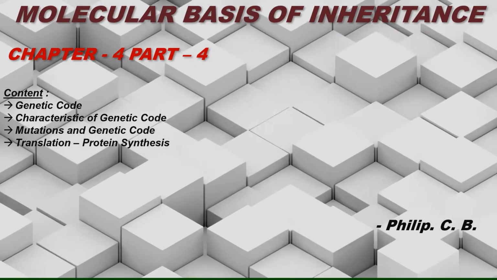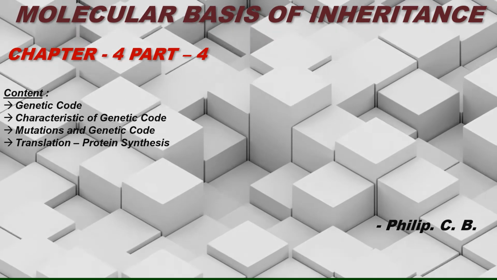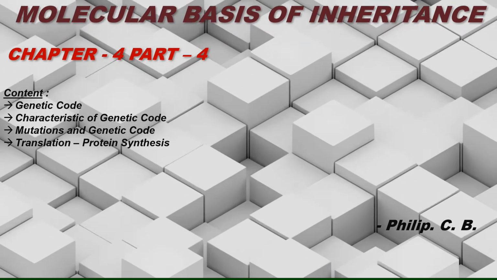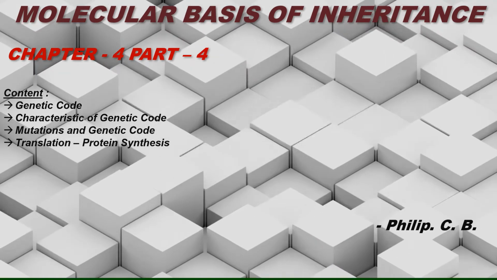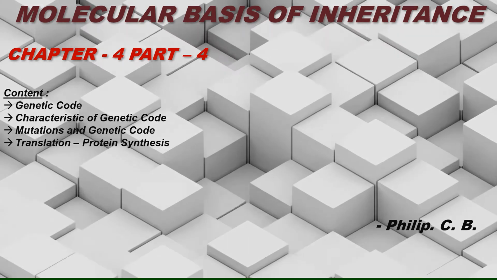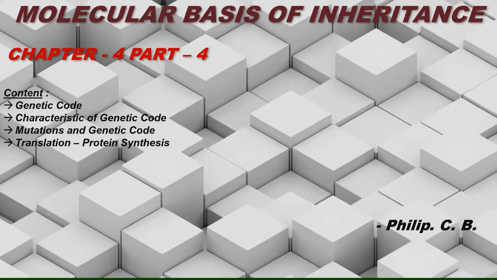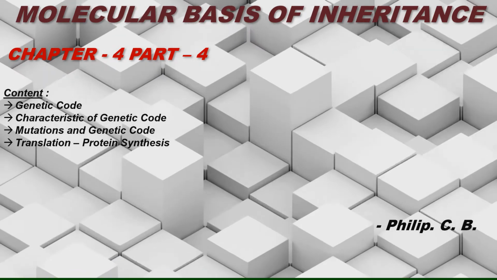Hello students, today we are going to learn the fourth part of chapter 4, Molecular Basis of Inheritance. In this part we are going to learn the genetic code, the characteristics of the genetic code, definition terms, mutations and the genetic code, and translation in protein synthesis.